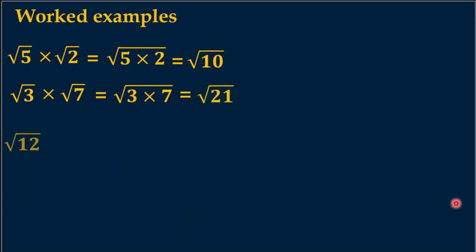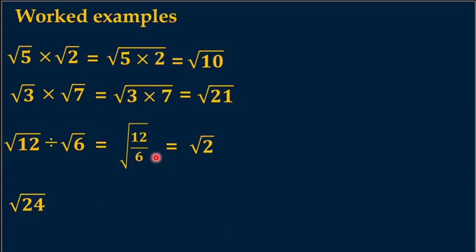How about division? Let's see. Square root of 12 divided by square root of 6 is square root of 12 over 6, and 12 over 6 is 2, right, under the square root. You don't forget the square roots.